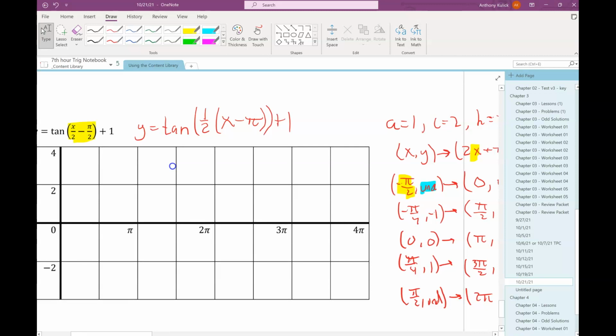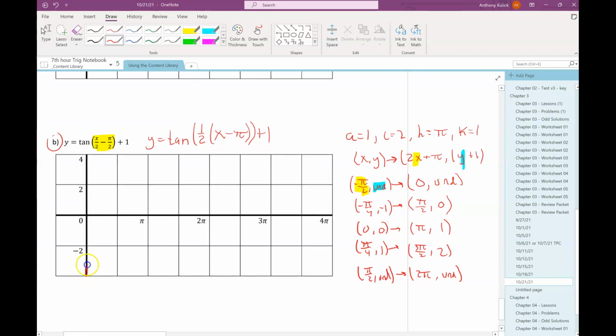So looking at my graph, the undefineds tell me where my asymptotes are going to be. So I have an asymptote at 0, and I have an asymptote at 2 pi. And then pi over 2, 0, pi, 1, 3 pi over 2, 2. And filling in the rest of the way, this little guy would be like there. I have low, middle, high, and asymptote.